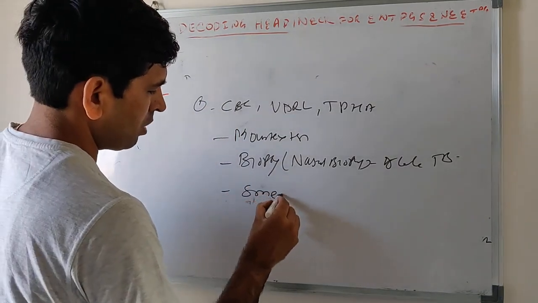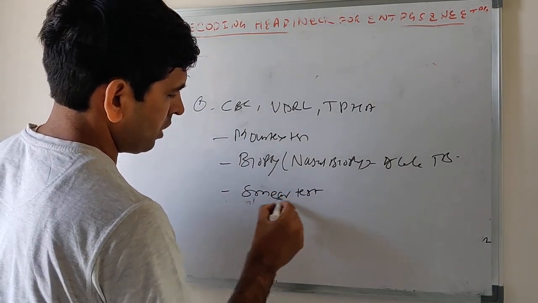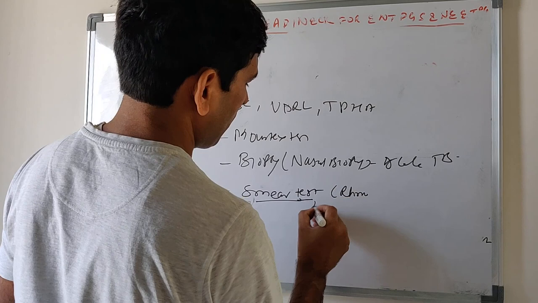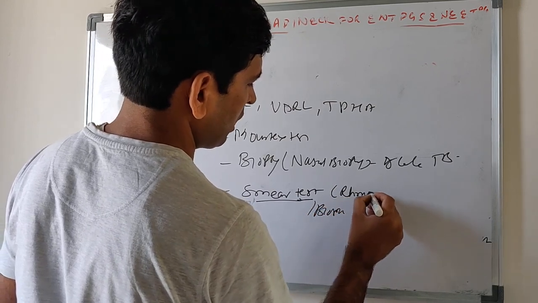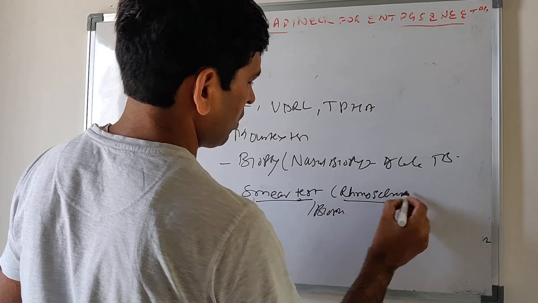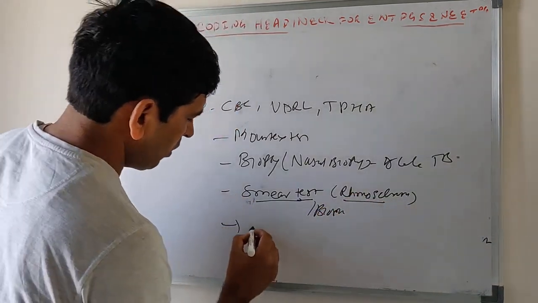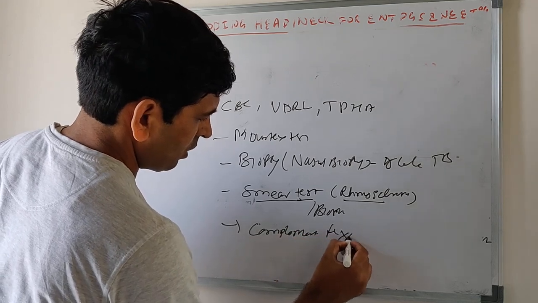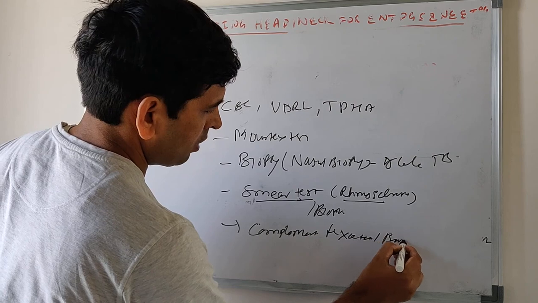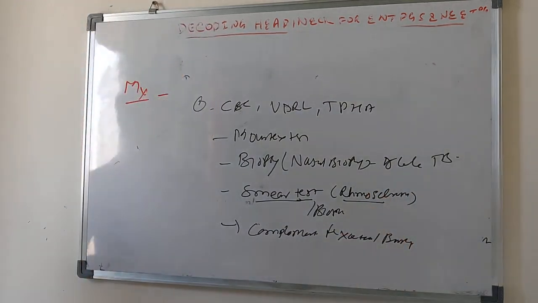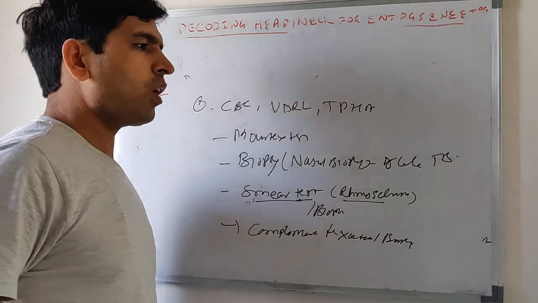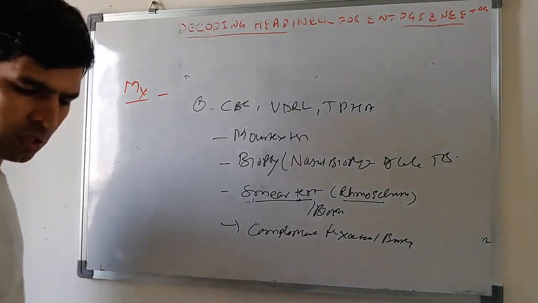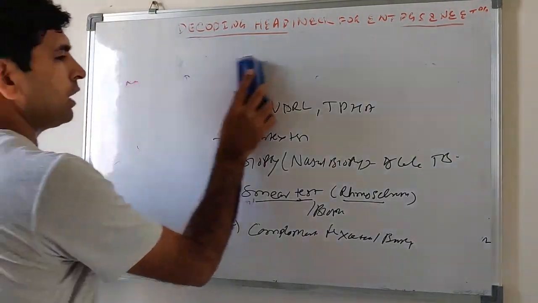We do a smear test or biopsy to rule out rhinoscleroma. We do complement fixation test or biopsy. So these are the common investigations to rule out syphilis, tuberculosis, rhinoscleroma, and history of extensive nasal surgeries. Now we will do management.